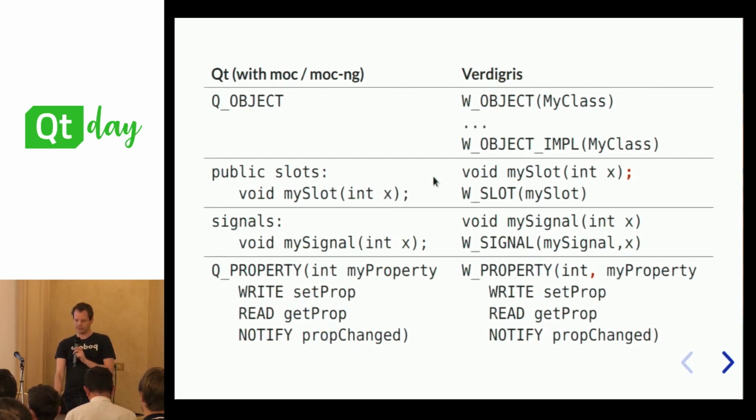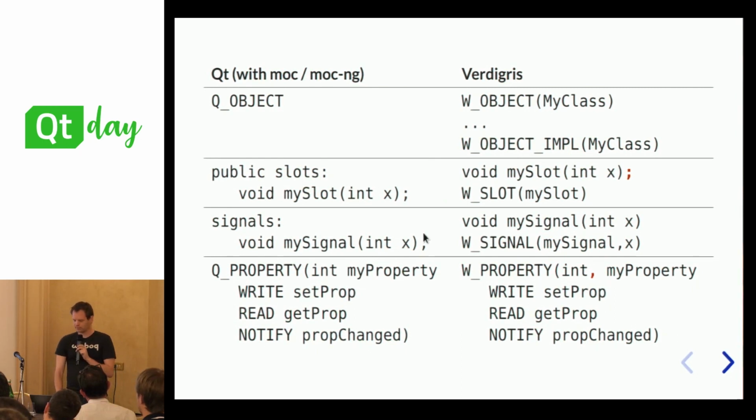Then in Qt, when you write a slot, you do public slots, and then you write all your slots. But with Verdigris, you do void my slots, and then you have to register the slot with W_SLOT, and then you repeat the name of the slot.